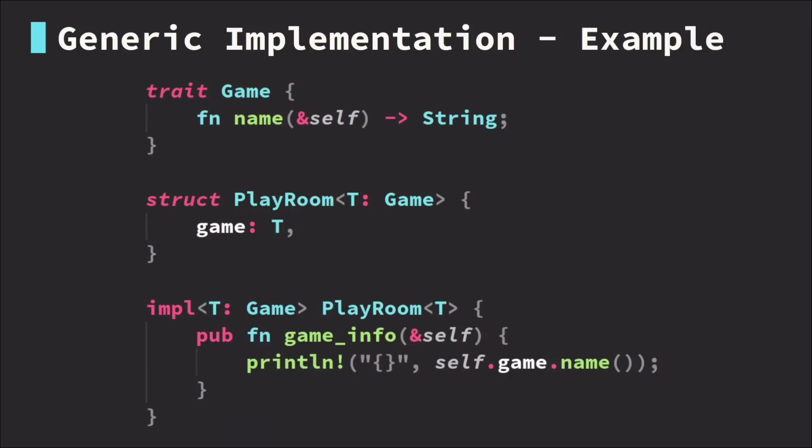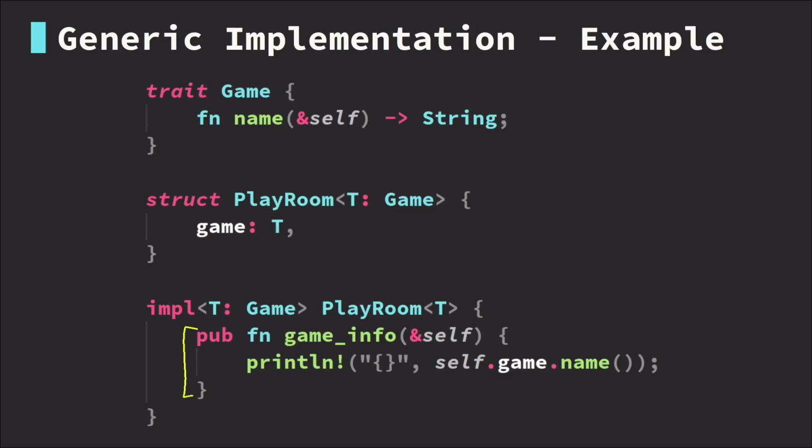Here's an example of a generic implementation for our structure. First, we have the impl keyword, followed by the generic type T, the constraint for our generic type, which is the Game trait. We then have the name of our structure, and then the name of our generic type. This generic type T is the one that's going to be used in the structure. The code here is telling us that we are implementing some functionality for the Playroom structure, and the generic type T for the Playroom structure is some type that implements the Game trait.